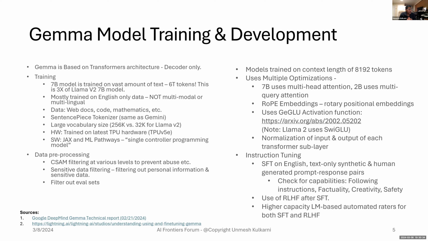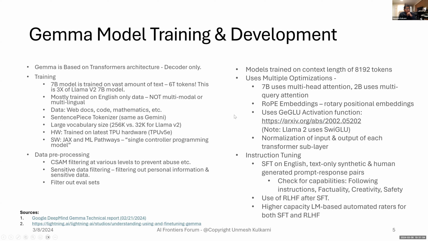In this case, they are doing CSAM filtering, which takes care of child abuse material. They are also filtering out sensitive data, such as personal information, so that your private information does not get into these models. And obviously they want to filter out evaluation sets, so the model is not acing the test because it has already seen the answers.